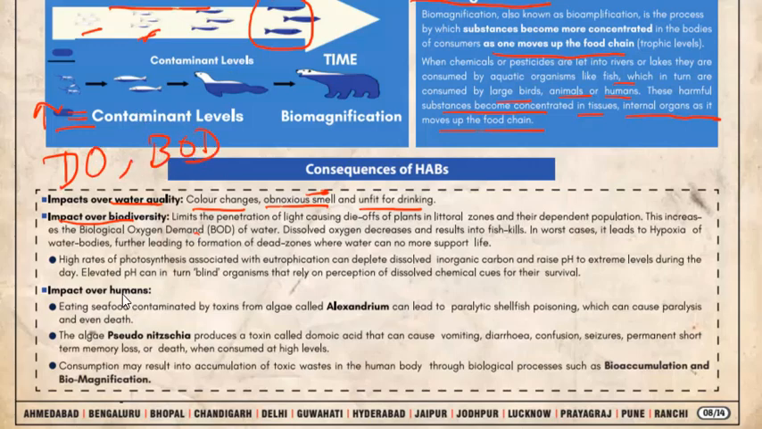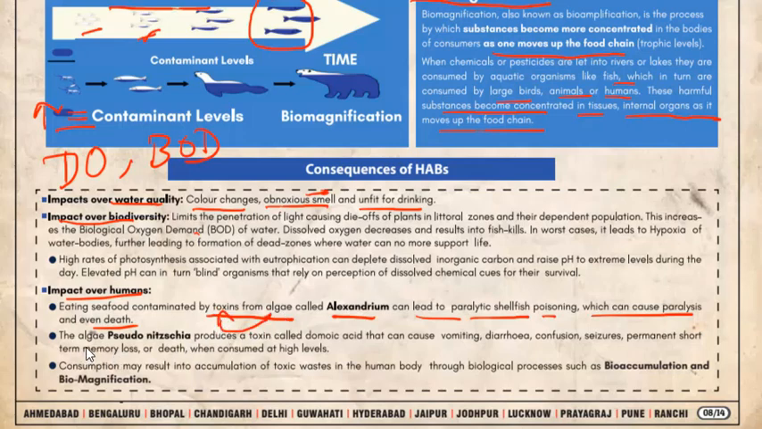Okay, next is the impact on humans. This is important, you should remember this. Eating seafood contaminated with toxins from algae is the important point. Toxins from algae called Alexandrium can lead to paralytic shellfish poisoning, which can cause paralysis and even death. It means this algae also releases toxins.